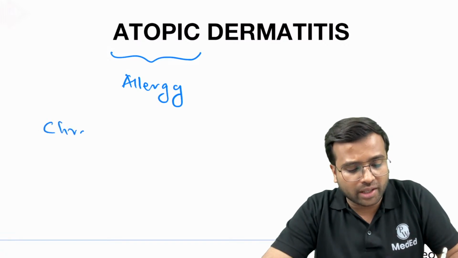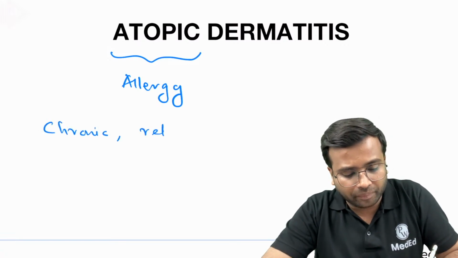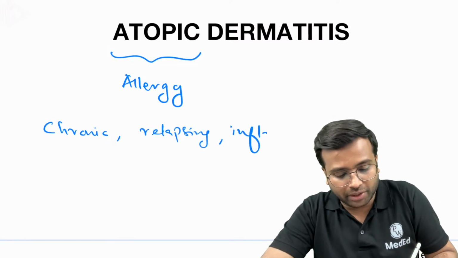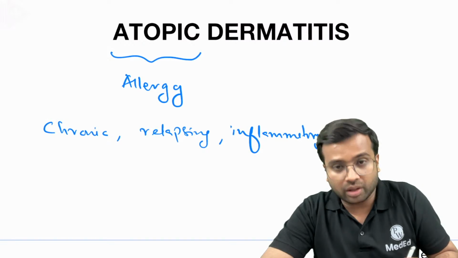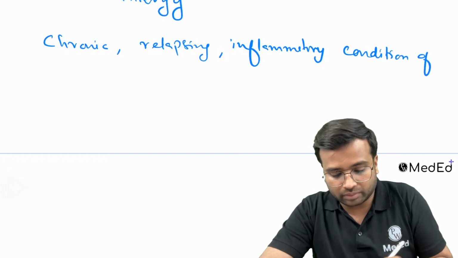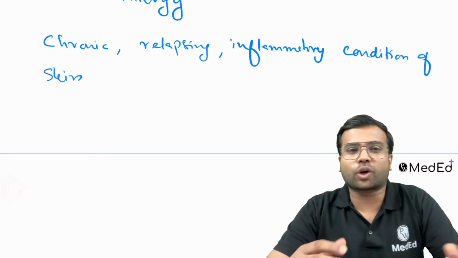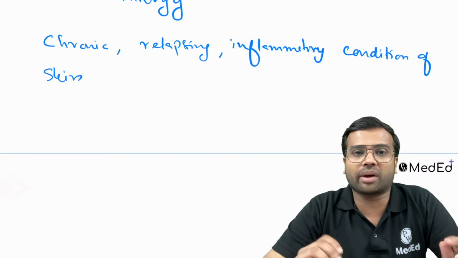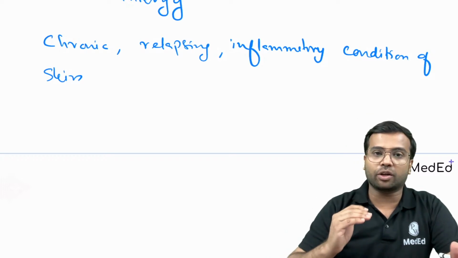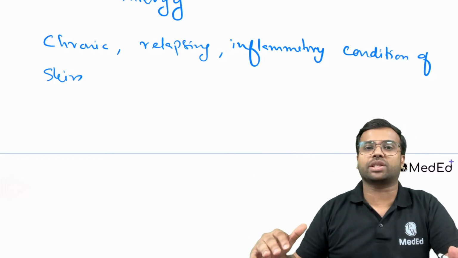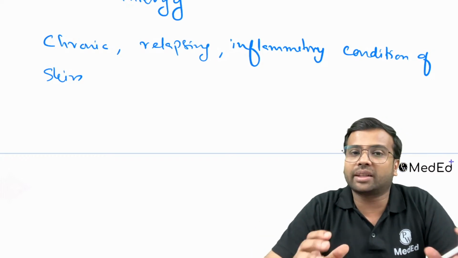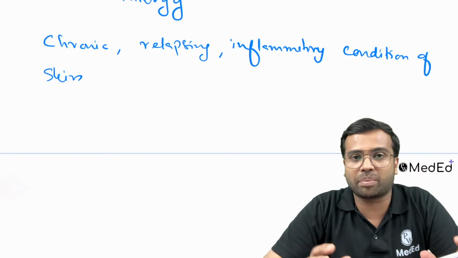Now, what is this atopic dermatitis? It is a chronic, relapsing, inflammatory condition of the skin. Chronic means the patient is going to have the symptoms for a long period of time. Relapsing means that the patient can go into flares as well as remissions, and it keeps on coming and going. That is why we call it a relapsing condition, and there is some inflammatory process happening as well.